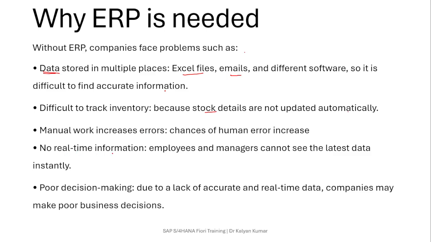No real-time information. Employees and managers cannot see the latest data instantly. Latest data about the total amount of raw material present inside the warehouse, the rate at which the production is taking place, the details about the vendors, all this latest information on real time, the managers cannot see instantly because we are not maintaining all these data with the help of ERP.